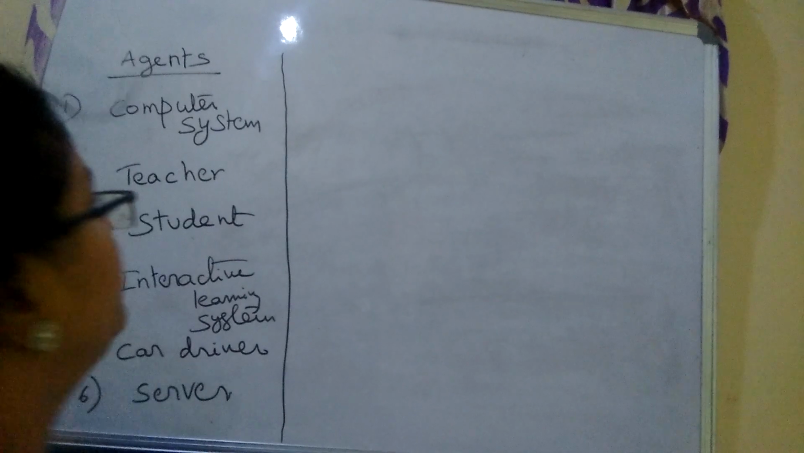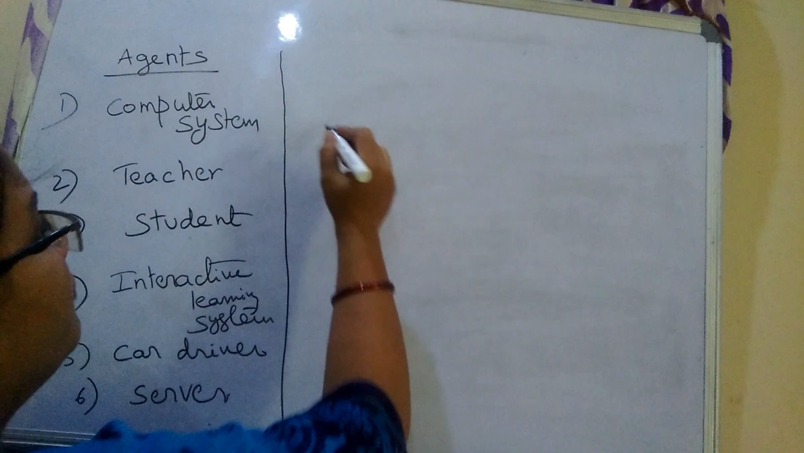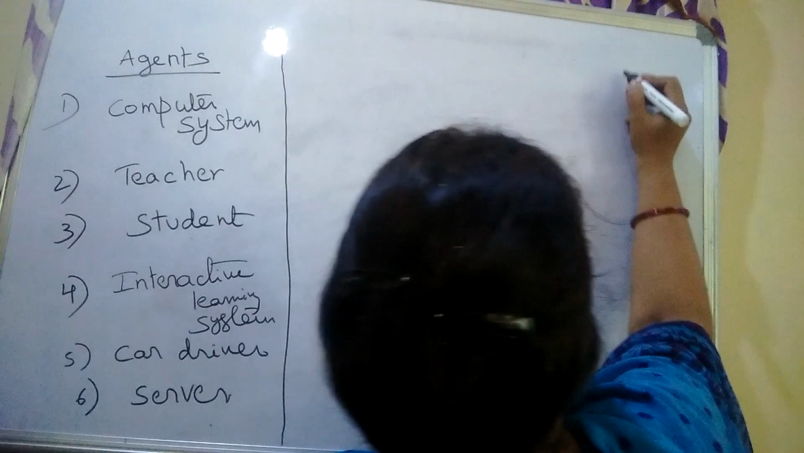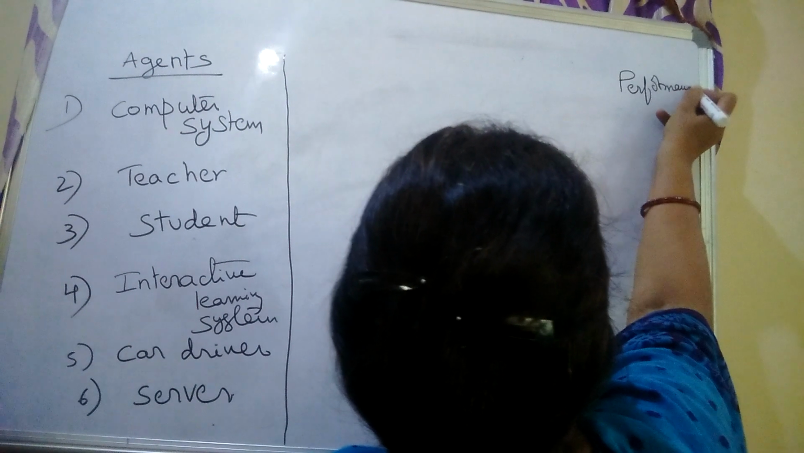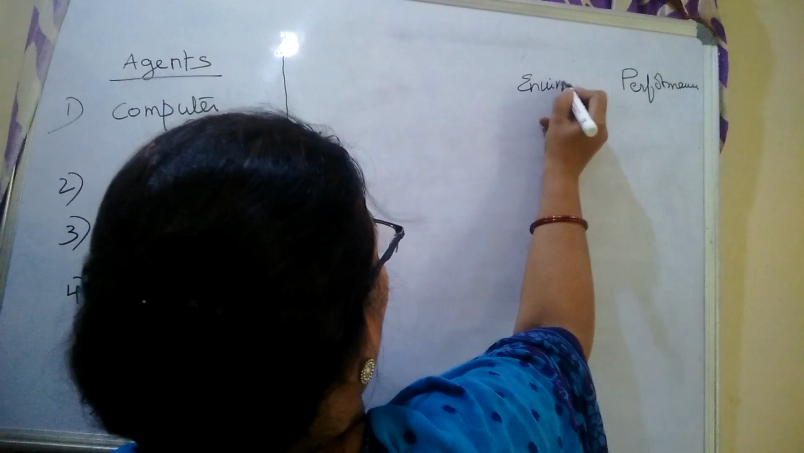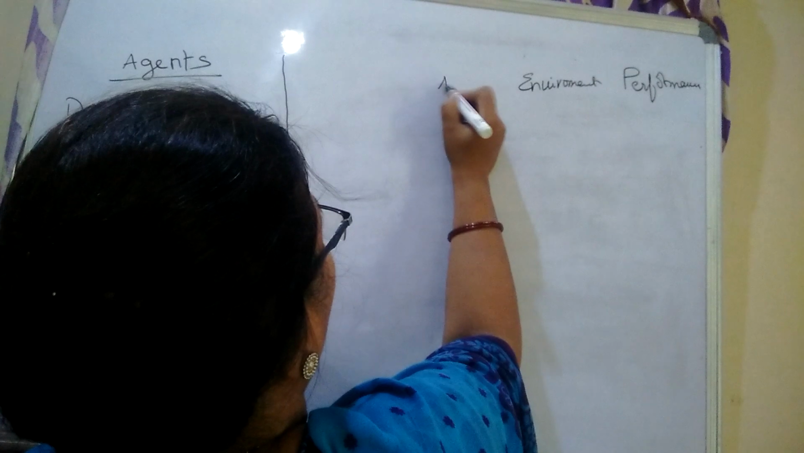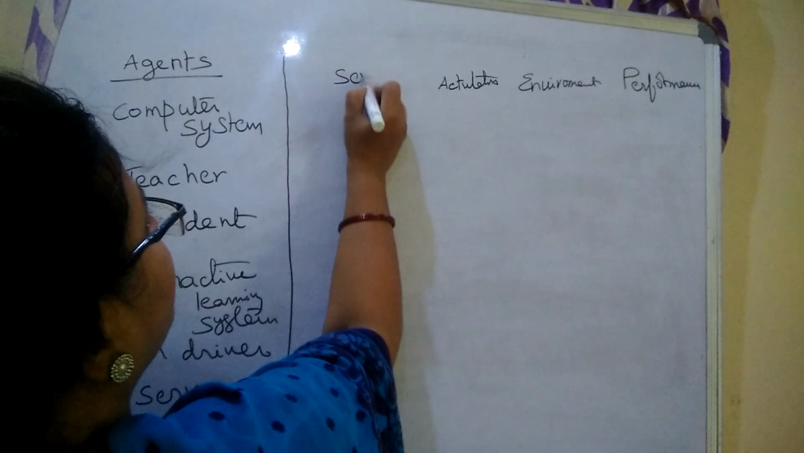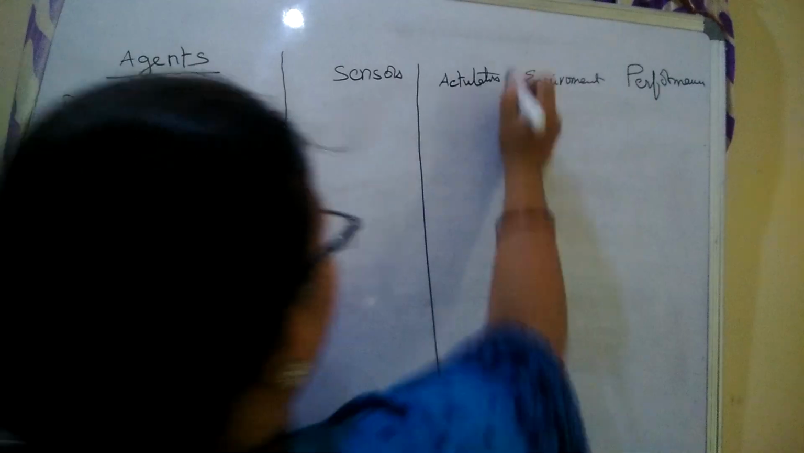We listed the list of the agents. We categorize the PEAS for each and every agent. The first one, PEAS here: performance, environment, actuators and sensors. We write separately for each and everything.